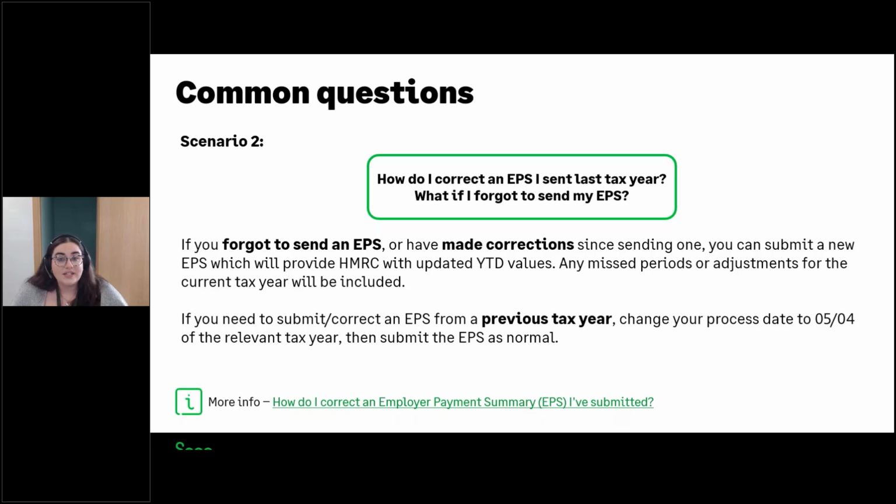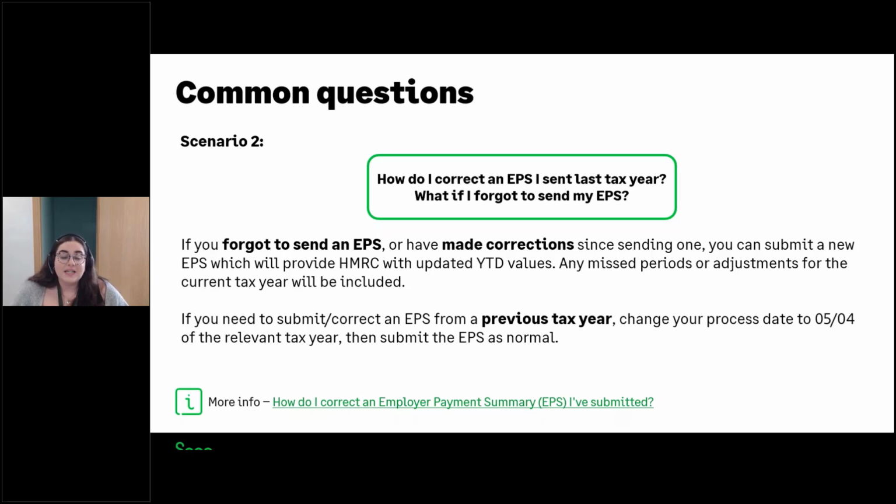Since it has year-to-date values, any previous periods in the tax year, including any that you might have forgotten to submit for and missed, will also be included. So it will send all of the year-to-date values up to and including the month that you're sending for. Let's say you got to the new tax year and then you realised that you hadn't sent anything for the previous tax year when you needed to in terms of the EPS.